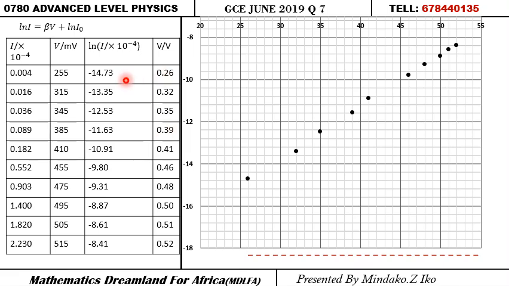All right, so let's come back here. As I earlier said, negative 8.41 is bigger than negative 14.73.